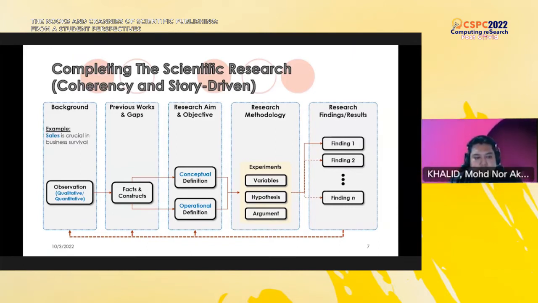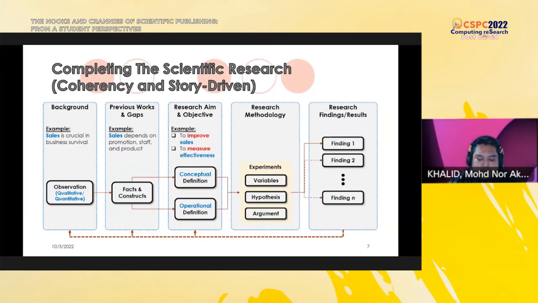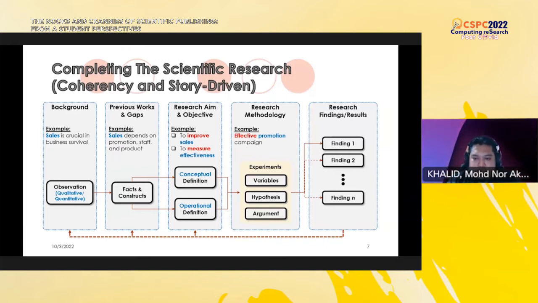So let's take one example again, the sales just now. The background here is focusing on sales, which is crucial in business survival, right? So how to find ways to improve it, you have to find the problem or the gap, right? So for example, let's say that sales depend on promotion and product, right? And then you want to improve sales and measure effectiveness. So your method will include some kind of effective promotion campaign.